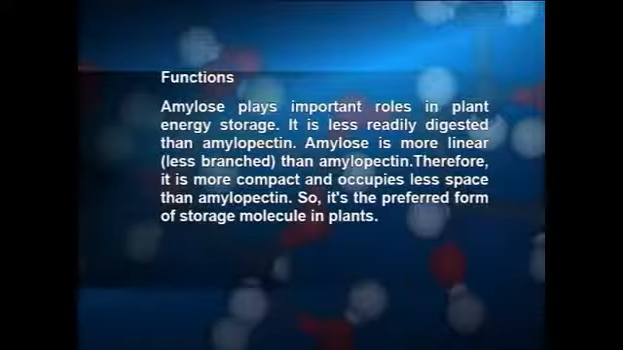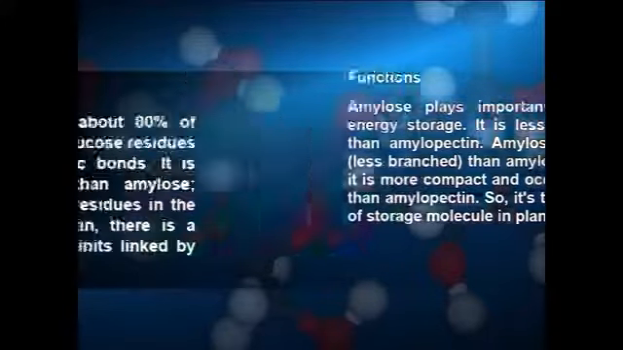Functions of amylose. Amylose plays important roles in plant energy storage. It is less readily digested than amylopectin. Amylose is more linear, that is, less branched than amylopectin. Therefore, it is more compact and occupies less space than amylopectin. So, it is the preferred form of storage molecule in plants.